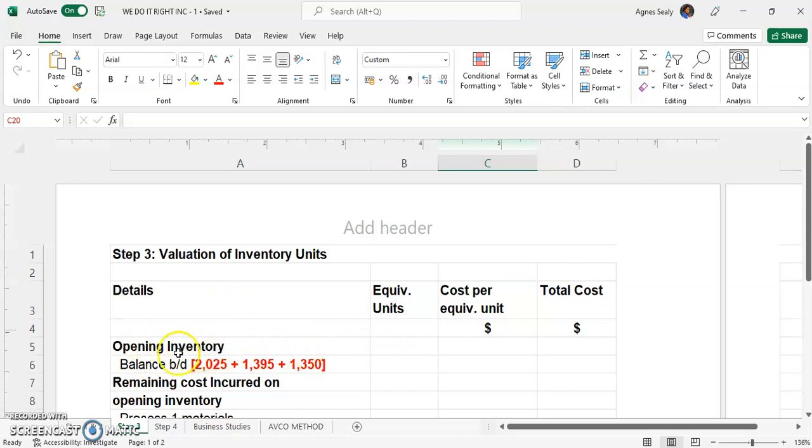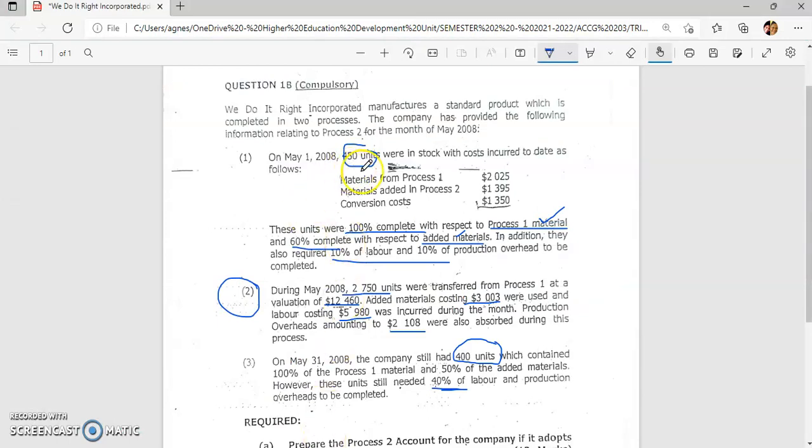What were our units at the beginning? Our opening inventory units at the beginning were 450 units. But what was the value of those 450 units? They stated that the cost incurred to date had in process 1 material of $2,025, added material $1,395, and conversion of $1,350. So you have to add all 3 of these figures together to work out the value of these 450 units at the beginning.